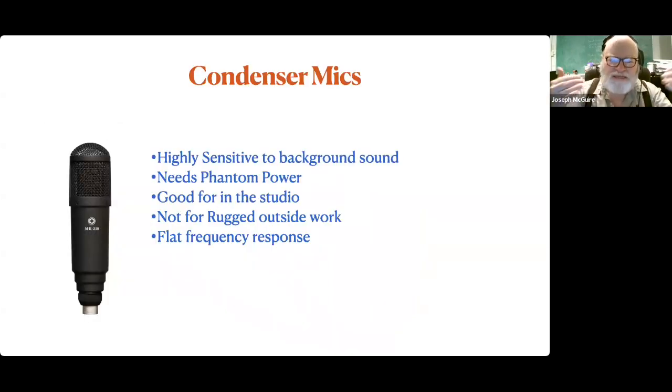So what are the good and bad things about condenser microphones? Well, they're highly sensitive to background sound. They need phantom power for the most part. They are very good for studios that have a lot of sound dampening for reverberations and such. They can be not rugged for outside work. If you bounce them, they can break easier. And they have something called a flat frequency response, meaning it picks up the frequencies of your voice across the entire spectrum much better.